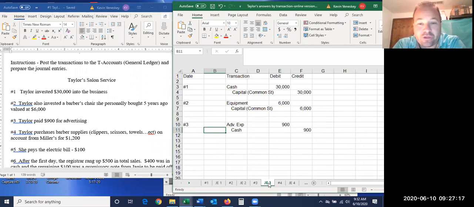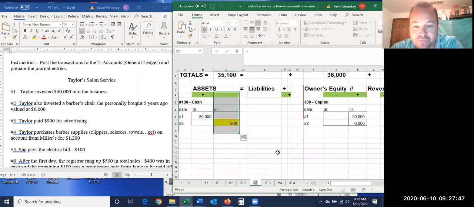Now we look at the journal entry. Once you have the T account down, the journal entries are simple. And it goes both ways. If you do the journal entry first, once you have that down, the T accounts are simple. You just put the numbers right in. So for transaction number 3, debit our expense and credit the cash.